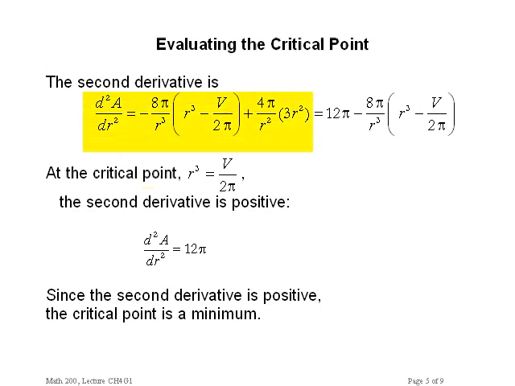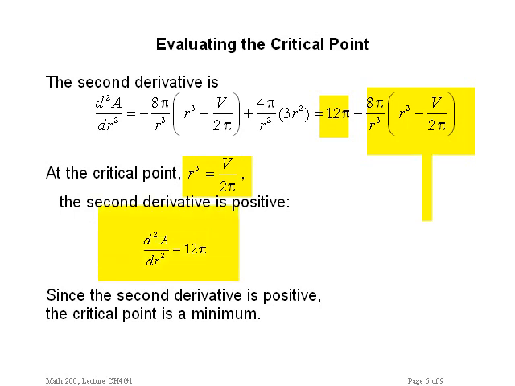Here's the second derivative, but messy, we can simplify it. It's 12 pi minus this term. Right. At the critical point, r cubed equals v over 2 pi. So at the critical point, this term is 0, and the second derivative is 12 pi, which is positive. Since the second derivative is positive, the curve is concave upward at that point, and the point is a local minimum.